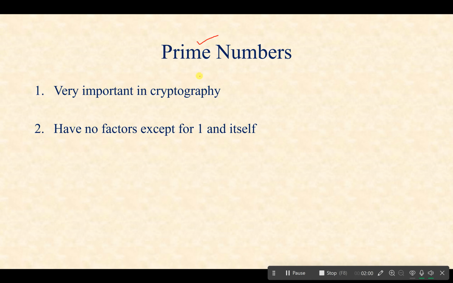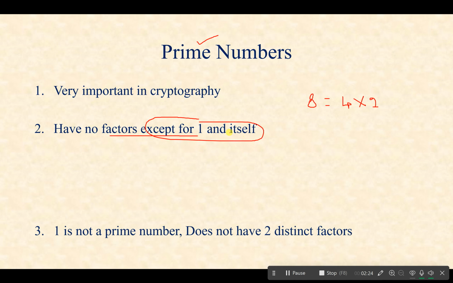Next, in the cryptographic world, one of the most important numbers is the prime number. So we'll understand what is a prime number. A prime number should not have factors other than 1 and itself. In the previous example, take 8. Is 8 a prime number? No, because you can get 8 by multiplying 4 and 2, isn't it? So this condition does not hold. It should not have any factor except 1 and itself.